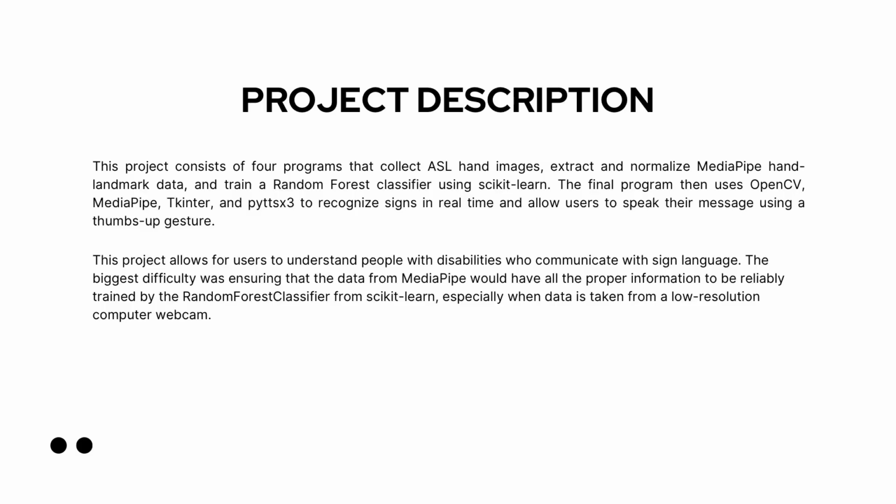This project is designed to help users understand people with disabilities who communicate using sign language. The biggest challenge was ensuring that the data extracted from MediaPipe contained all of the necessary information for reliable training by the random forest classifier, especially since the data was captured from a low-resolution webcam. Despite this, the system is capable of recognizing ASL gestures in real time, converting them into text, and even speaking the recognized text aloud for improved accessibility. By leveraging computer vision and machine learning, this tool helps bridge communication gaps between signers and non-signers.